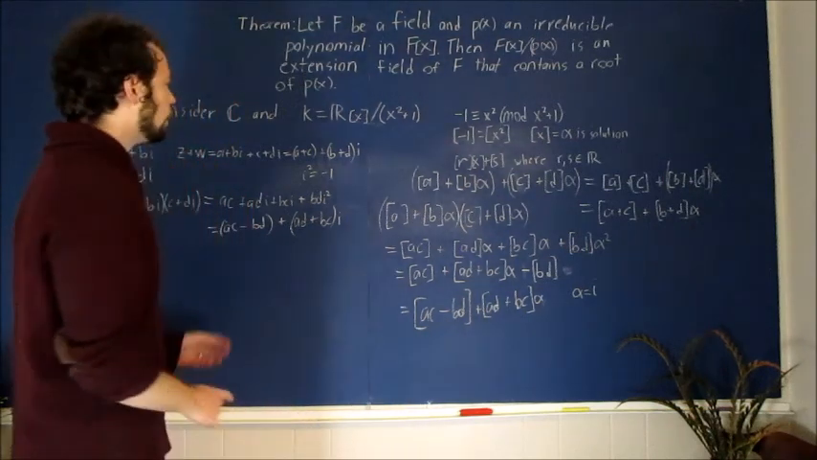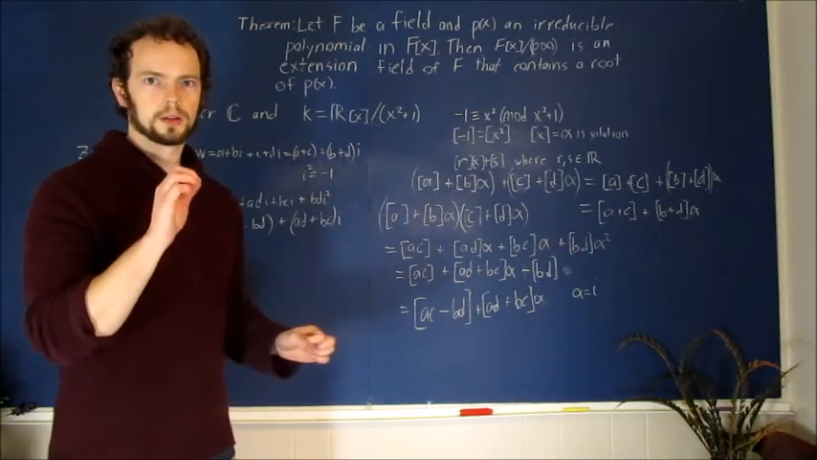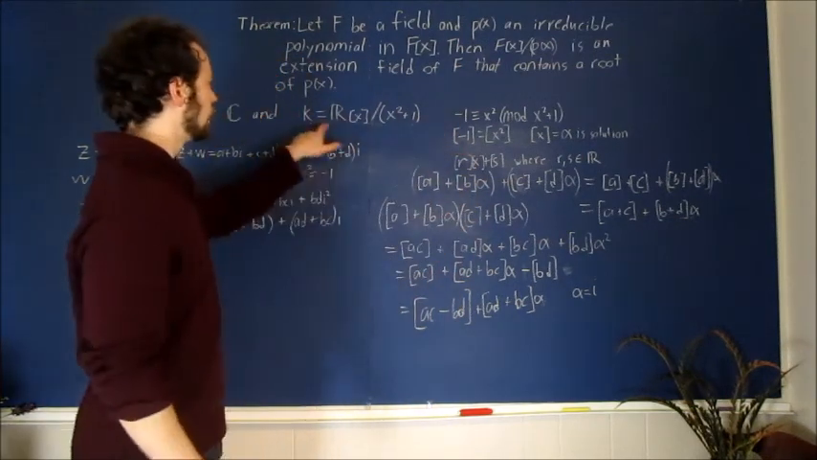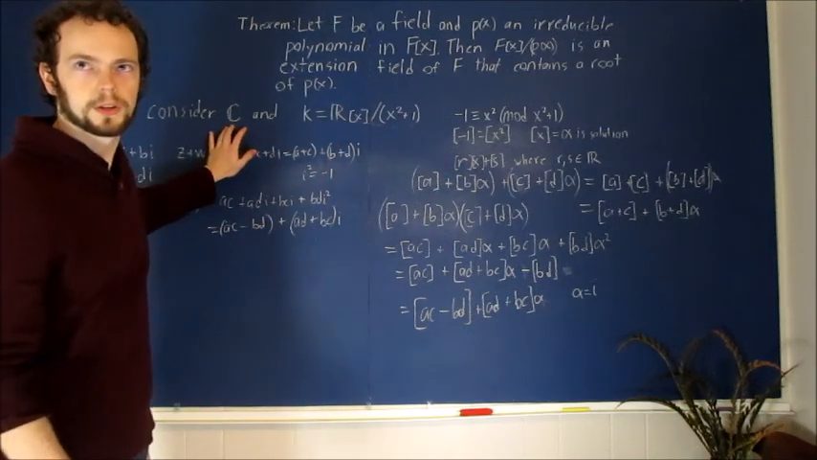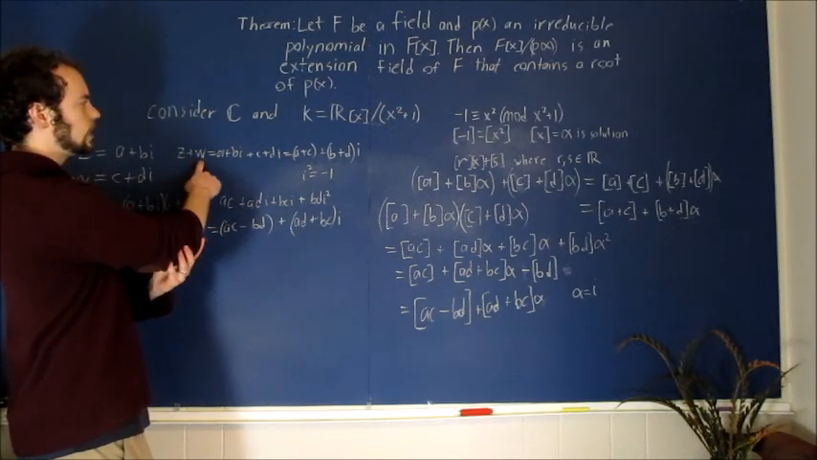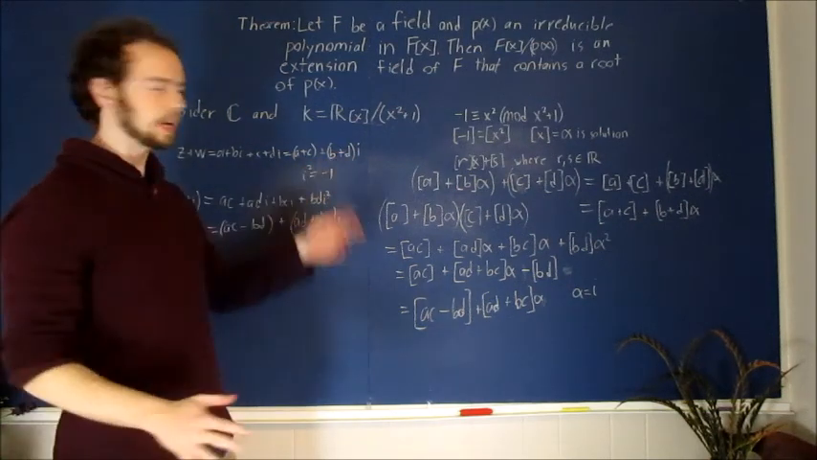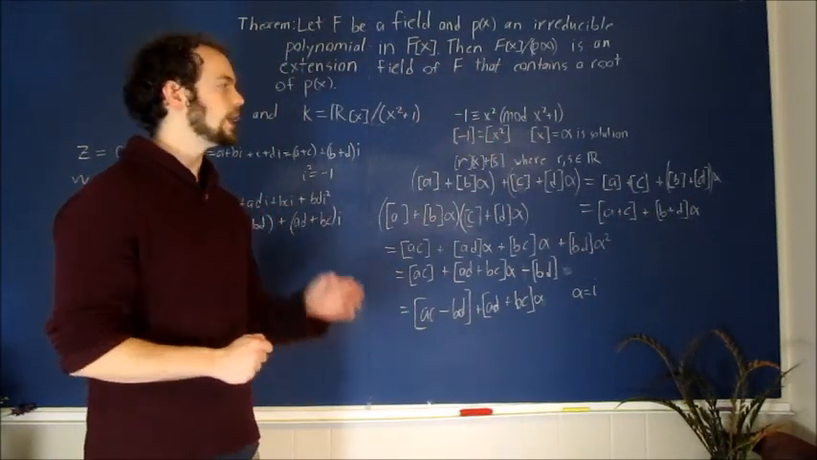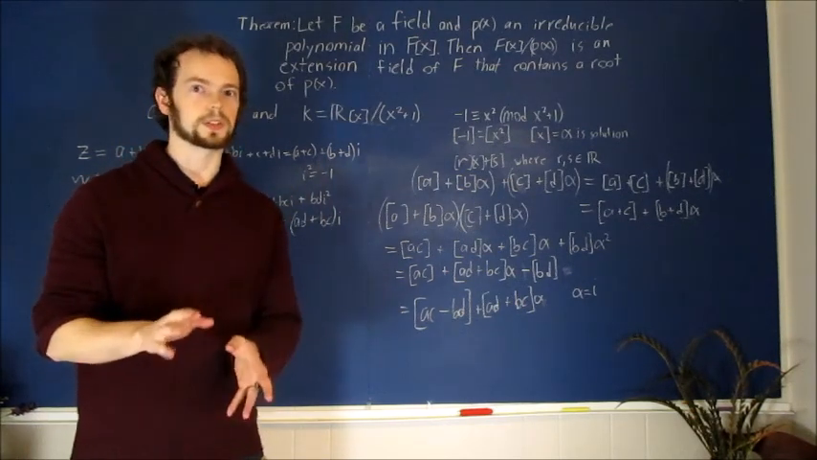Now, notice the similarities between the arithmetic rules for this field and the complex numbers. They're completely identical. For z plus w we get this result, (a plus c) plus (b plus d)i, and here we get this. Everything is exactly the same, except for the choice of symbols that we've used. Everything else works exactly the same way.